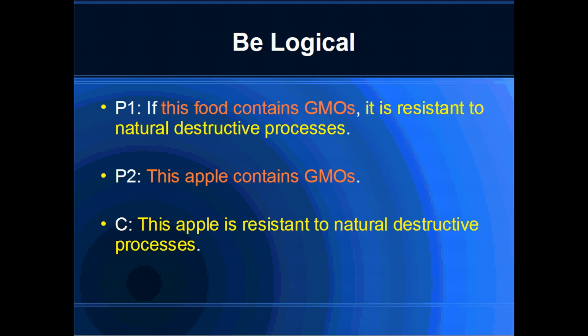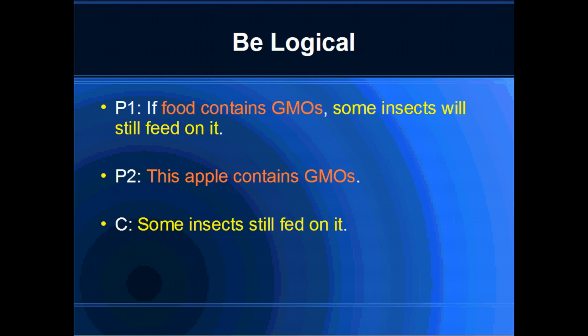So you have another conditional syllogism. Premise 1, if food contains GMOs, some insects will still feed on it. Premise 2, this apple contains GMOs. So what does that mean about the apple? Well, the conclusion is that some insects still fed on it.